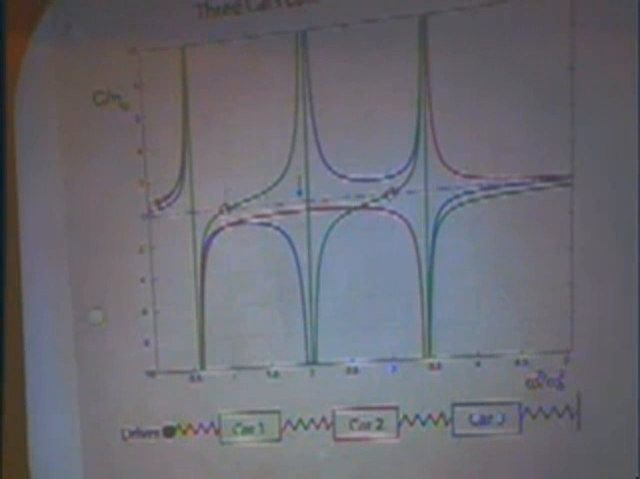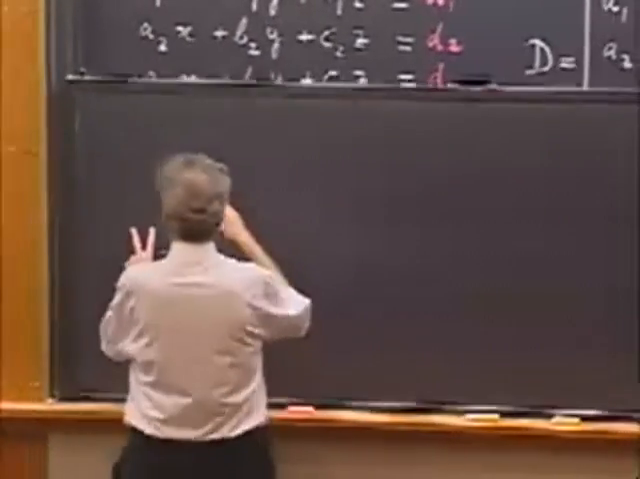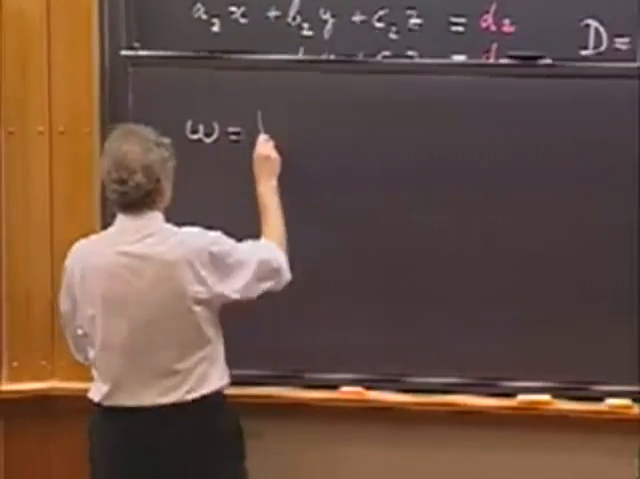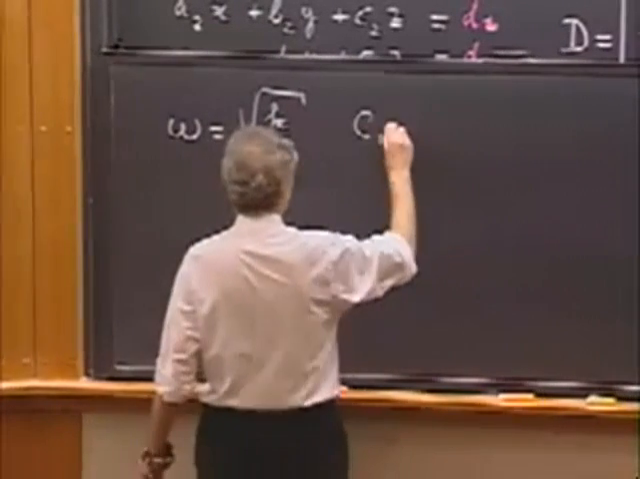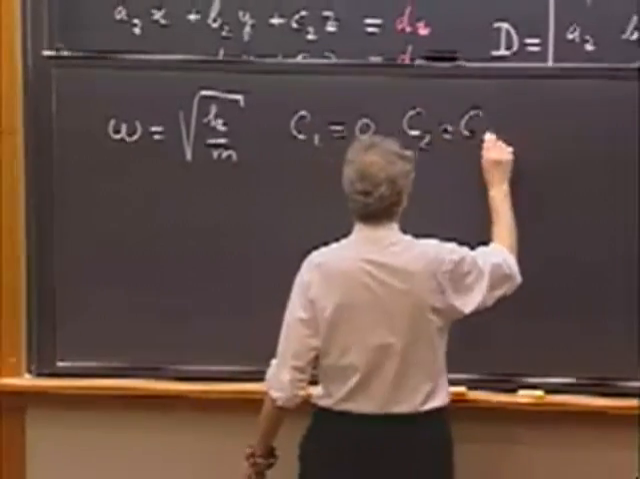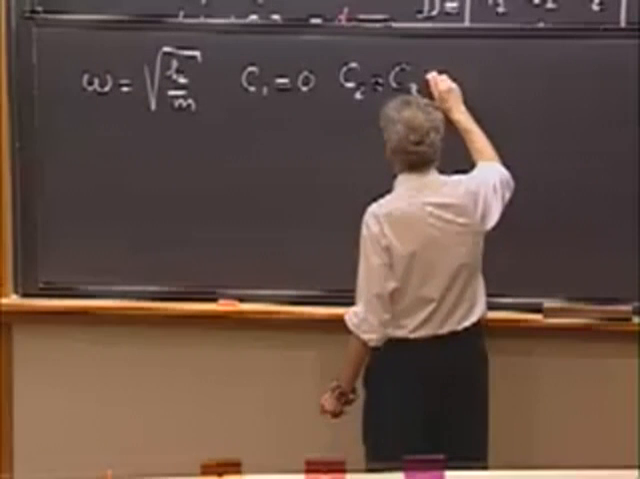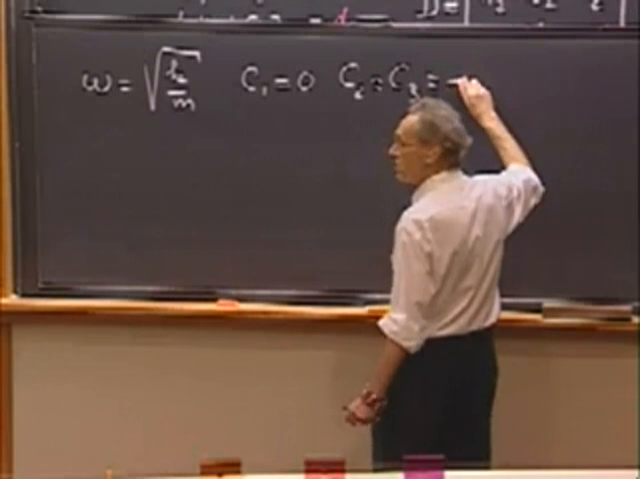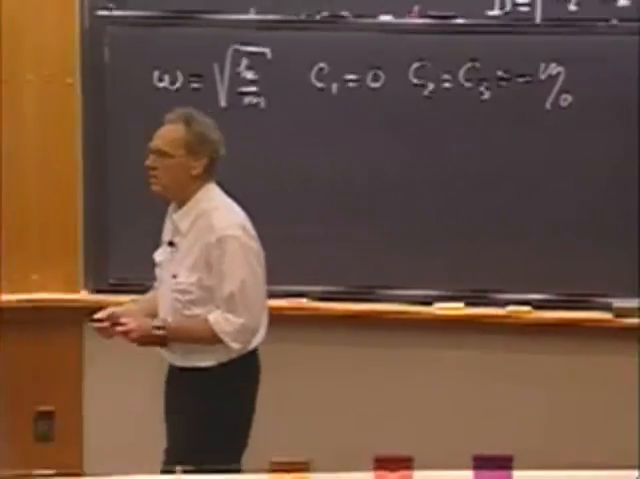So let me write that on the blackboard. That's a quite bizarre situation. So at that one frequency, so omega equals the square root of k over m, I get C1 equals 0. And my C2 is about C3, maybe even exactly C3. I never checked that. And that is roughly minus eta 0. You can just see that there.